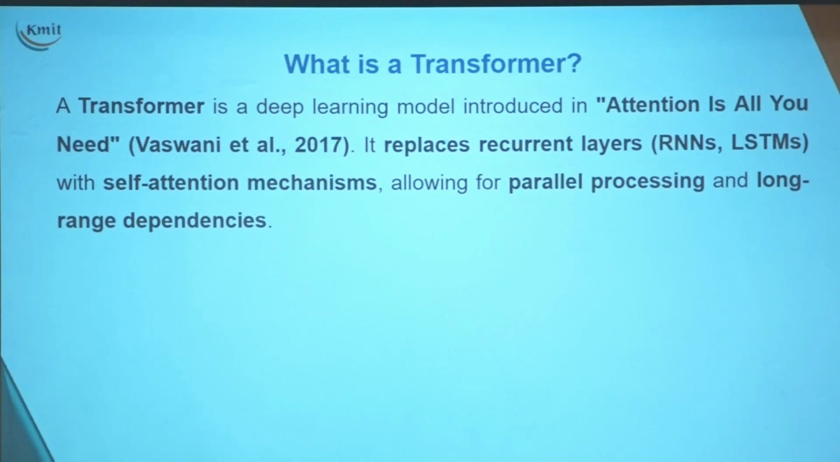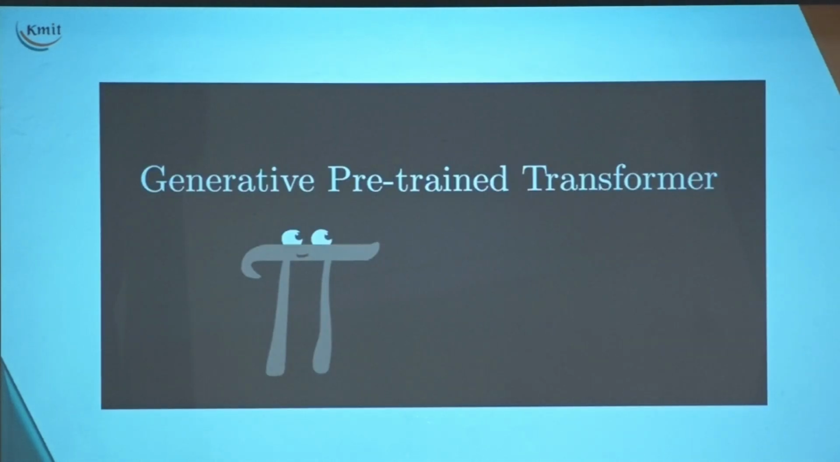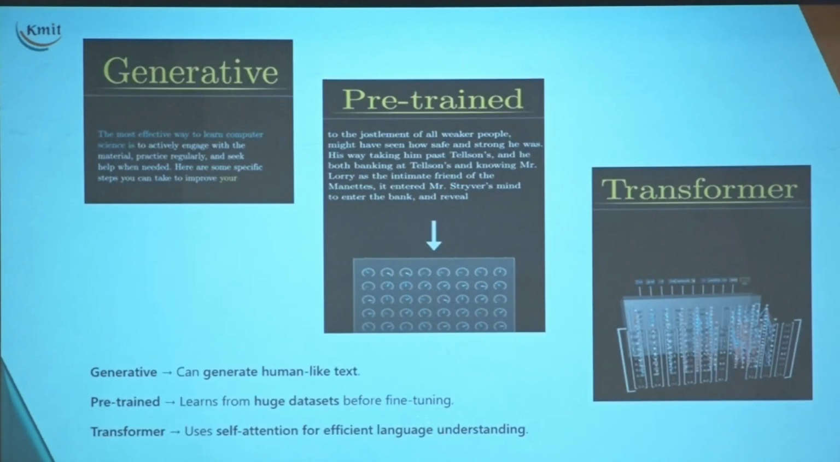It was introduced in "Attention Is All You Need" in 2017, which replaces what? The transformer model replaces the basic RNN layers and LSTMs with the self-attention mechanism, with which we have parallel processing and long range dependence. When we talk about transformers, the one we mostly know is the Generative Pre-trained Transformer, GPT. What do you mean by generative? What is pre-trained? What is transformer? Let's split this into individual words and try to understand.